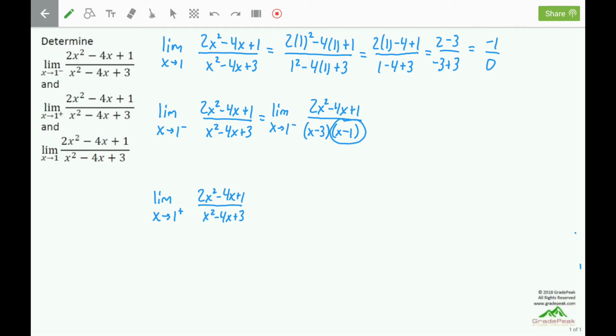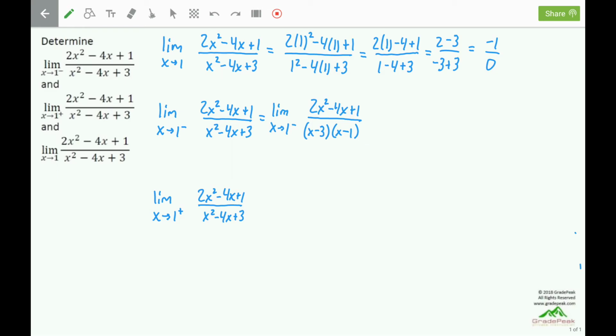We have the left-sided limit here, so x is approaching 1 from the left side, which means it's less than 1, like 0.99. If plugged in for the x minus 1 factor, that will be 0.99 minus 1. It'll be a negative number. Now it's approaching 1, so it's going to approach a value of 0, but it'll be a negative, so we will replace x minus 1 with a negative 0.